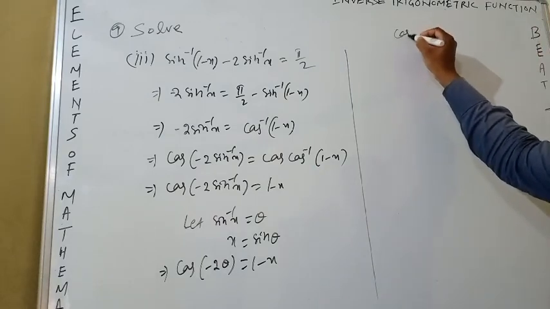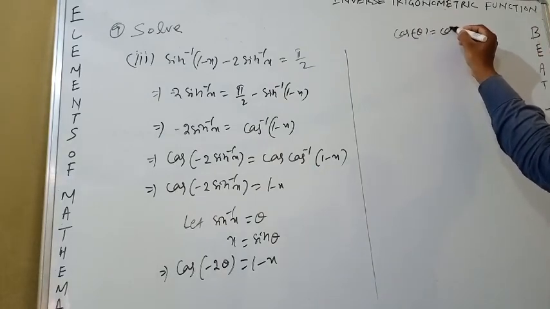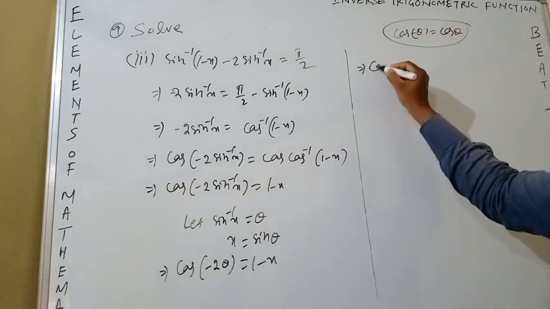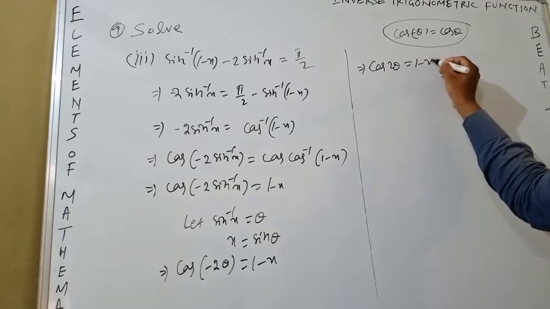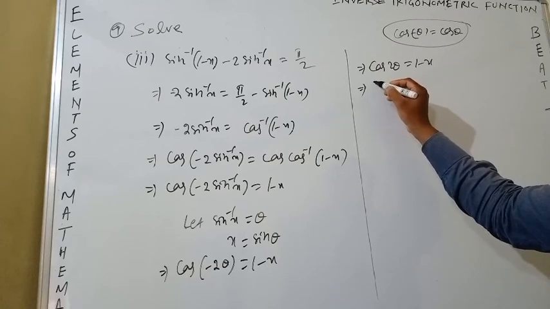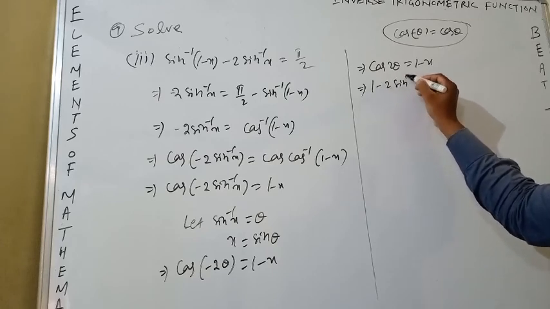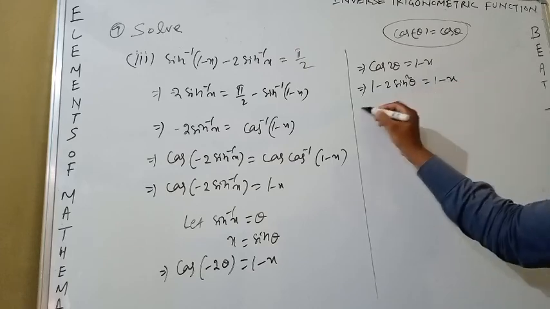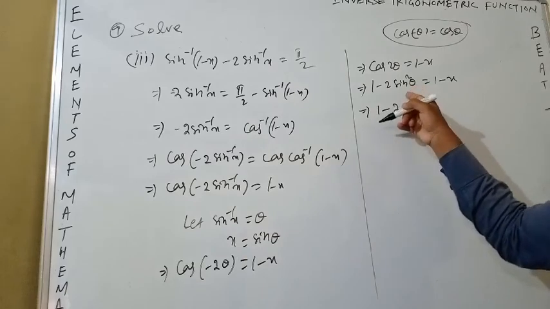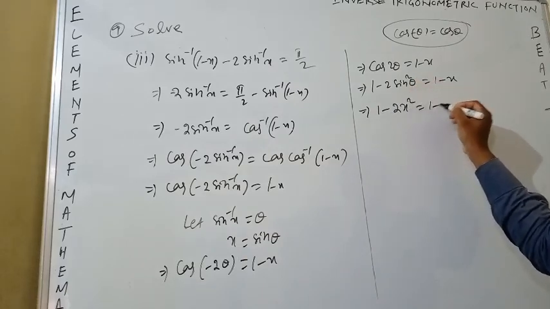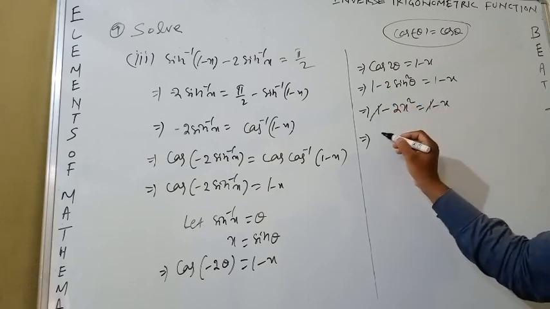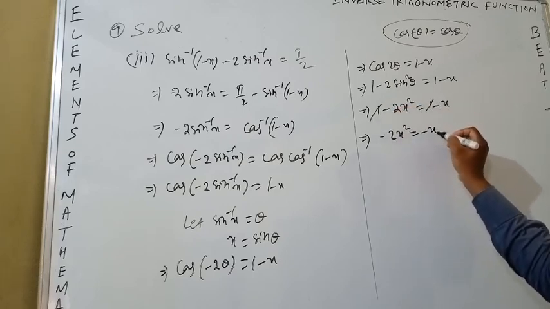You know the formula cos minus theta is equal to cos theta. So cos minus 2 theta is equal to cos 2 theta is equal to 1 minus x. Cos 2 theta is equal to 1 minus 2 sin square theta is equal to 1 minus x. Sin theta is equal to x, so sin square theta is equal to x square, and 1 minus 2x square is equal to 1 minus x. The 1 and this 1 will cancel out. Minus 2x square is equal to minus x.